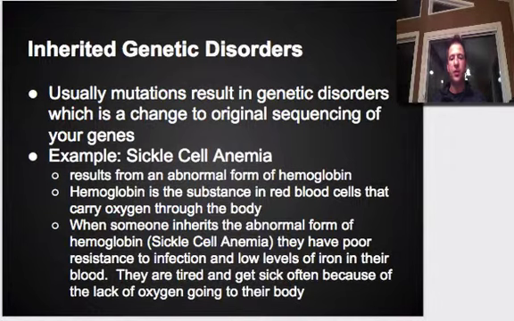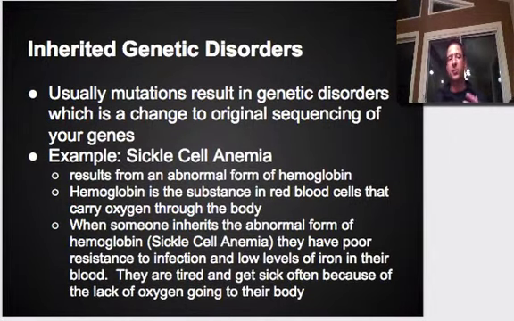Oxygenated blood is then transported to our tissues, and that's what helps us to move and repair. But once the oxygen is used up, the blood circulates back through the circulatory system as deoxygenated blood, and it gains oxygen through our lungs again. But when someone inherits an abnormal form of hemoglobin, or sickle cell anemia, they have poor resistance to infection, and they'll also have low levels of iron in their blood.